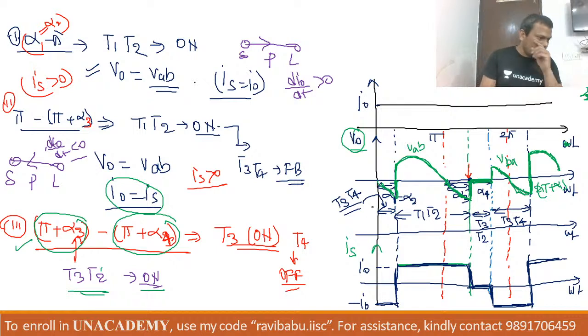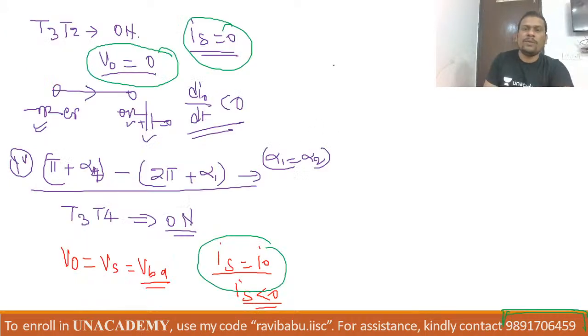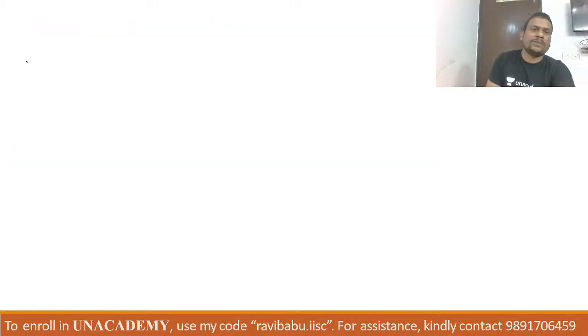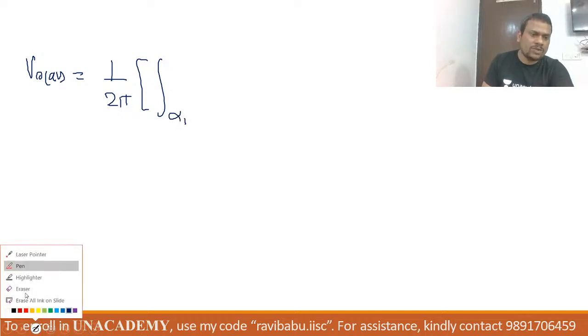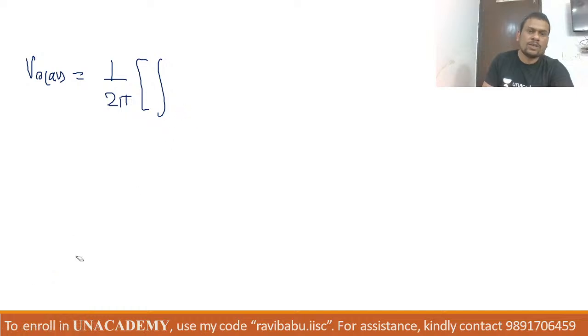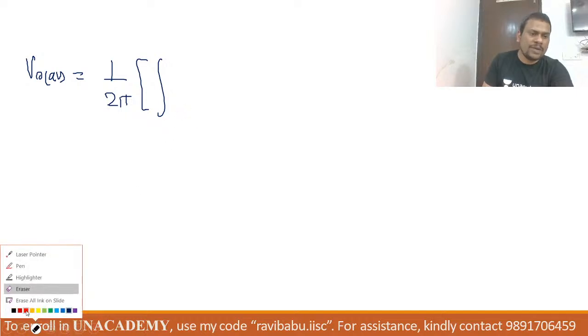Now please tell me everyone, is it clear? So what will be the V naught average? Rohit, you have already calculated, so I want to match the answer with you. Here I want to write the V naught average, which is nothing but 1 by 2 pi and the integration limit. What is the limit? Alpha 1 to, or I want to write numerical data, so it will be good for us. So what is alpha 1? Speak up everyone.